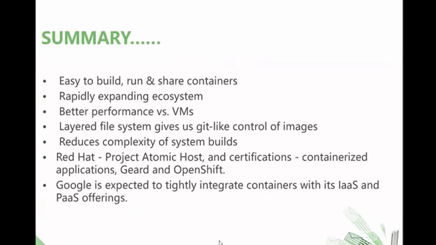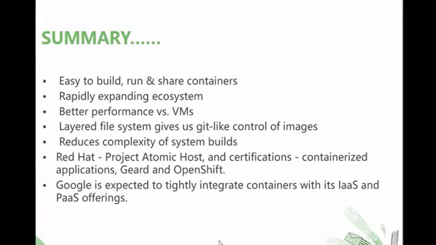Now we'll go to the summary. Docker is easy to build, run and share containers. Docker is rapidly expanding its ecosystem. Docker has better performance versus virtual machines. Docker has a layered file system, gives us Git-like control of images, and reduces the complexity of the system build. Red Hat has Project Atomic host and certifications, and containerized applications secured on OpenShift.